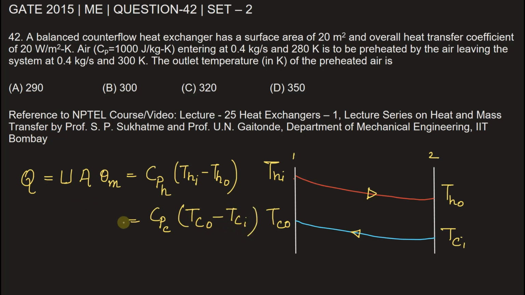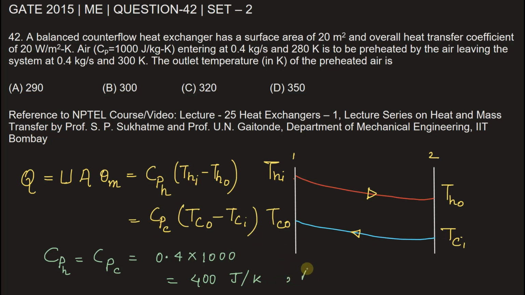Okay, now according to the problem, Cph is equal to Cpc, which will be equal to mass flow rate, that is 0.4, times the heat capacity, which is 1000. So this will be equal to 400 joule per Kelvin. Okay, now we have got the value of Cp.